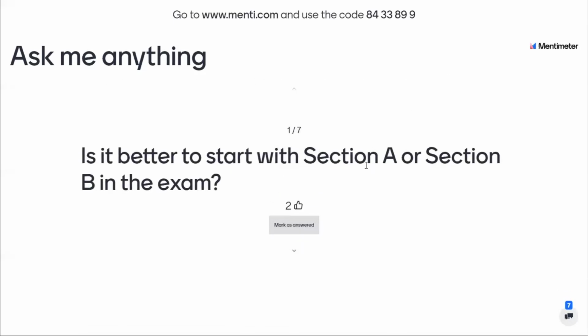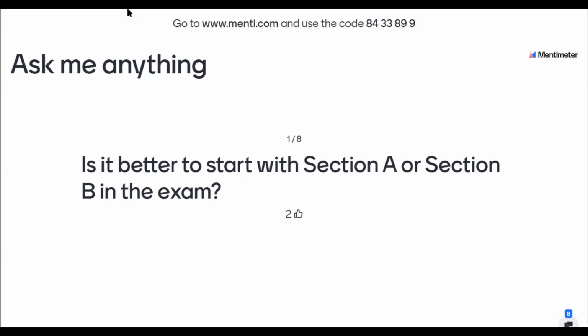Awesome question. Volunteers, do you have any thoughts on doing multiple choice or short answer first? So for me, I start off with multiple choice because I want to get it out of the way as fast as I can, and the marks are more discrete. So for me, it's a good idea to get it out of the way. And then if I can't do a question, I'll mark it and come back to it.